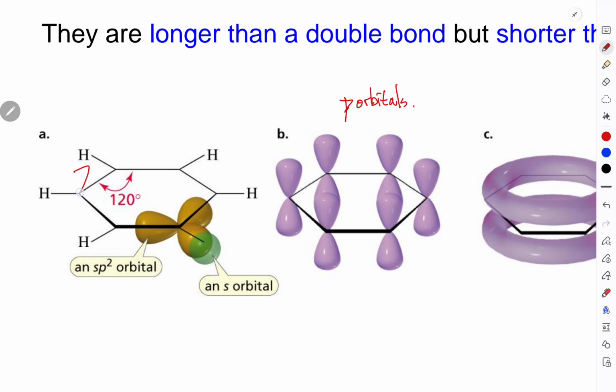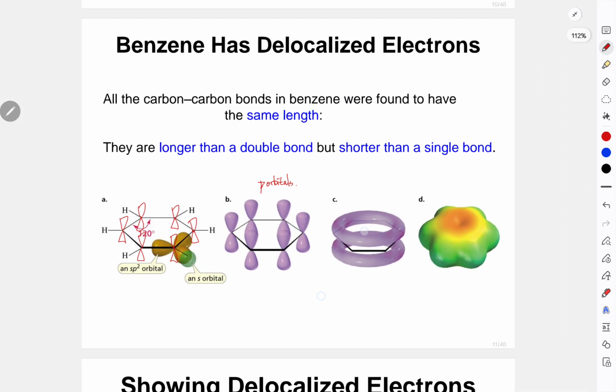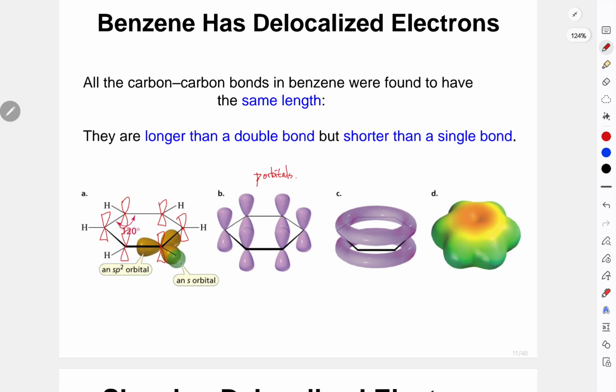Like the figure in B. These p orbitals can form a bonding interaction, and the pi electrons can delocalize across this orbital set. And this is the electrostatic potential map of benzene. We will study a lot about delocalization in a few slides later. Basically, delocalization can take place across p orbital sets.